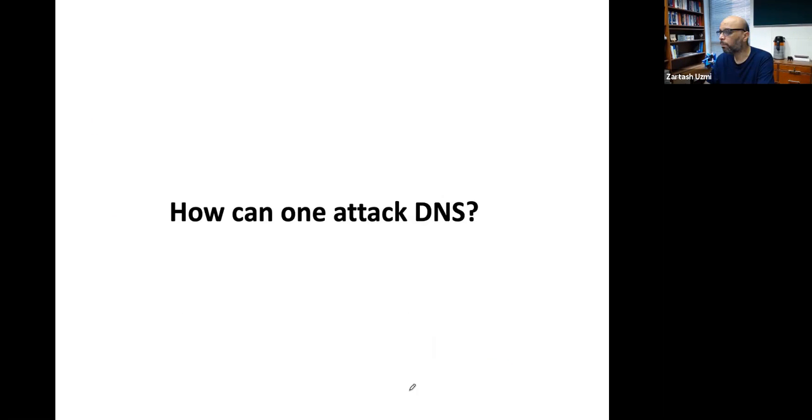Now, whenever you have a big, large distributed system, there are vulnerabilities. There are many ways one can attack the DNS system. A couple of ways we will just quickly exemplify.